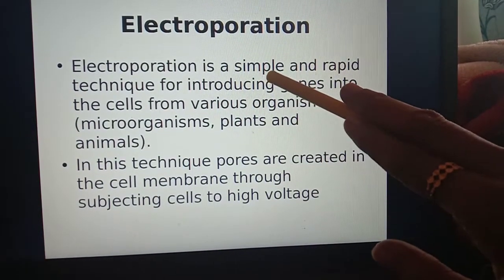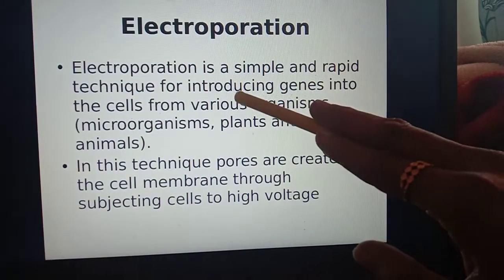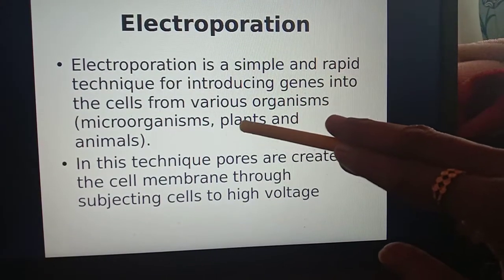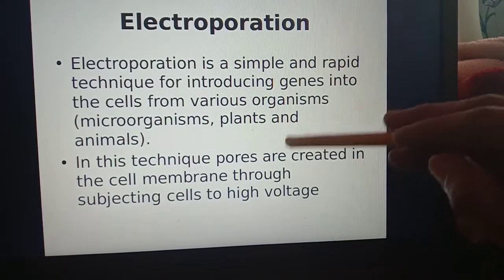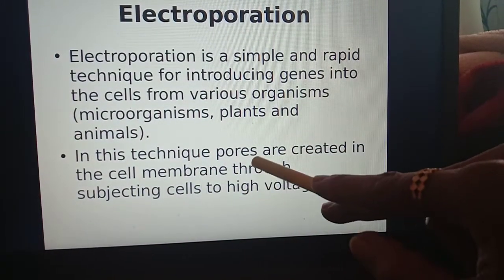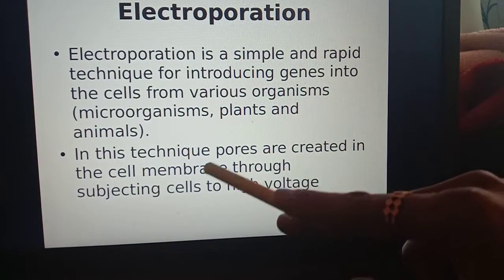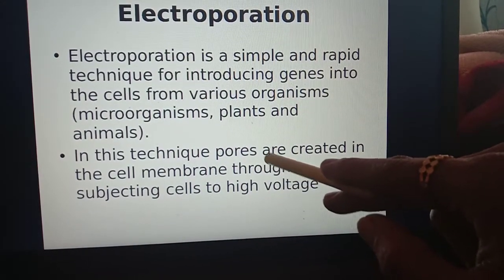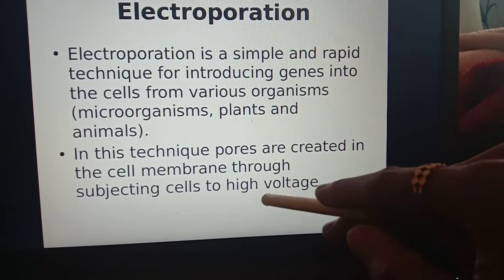Here, we are introducing the genes into the host cells. It may be microorganism, plant cells and animal cells. The principle behind this technique is that pores are created in the cell membrane. The pores, meaning holes, are created in the cell membrane by subjecting cells to high voltage.